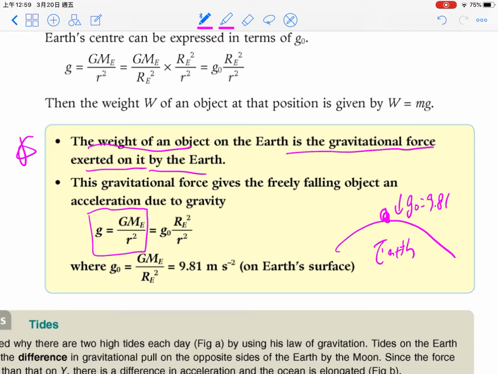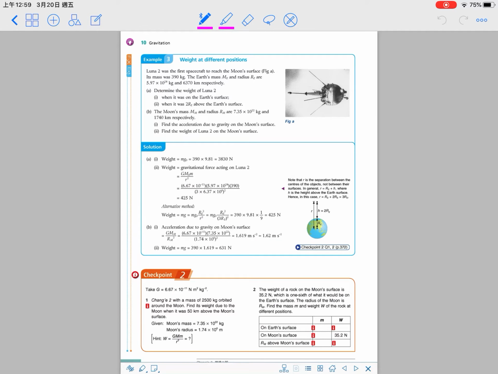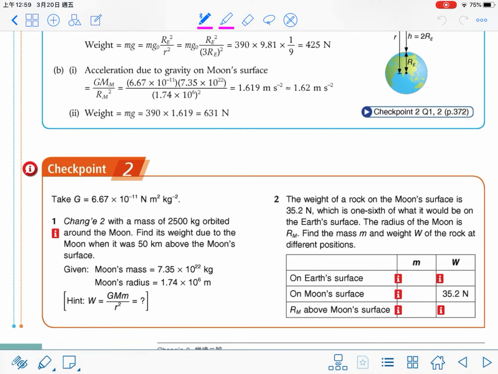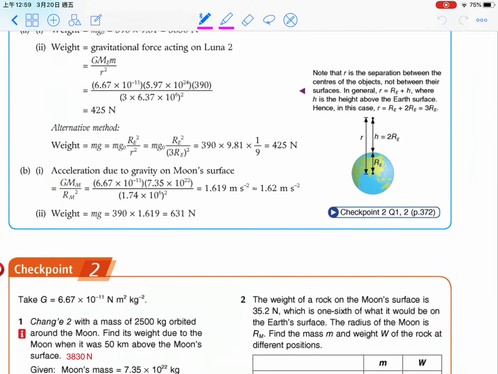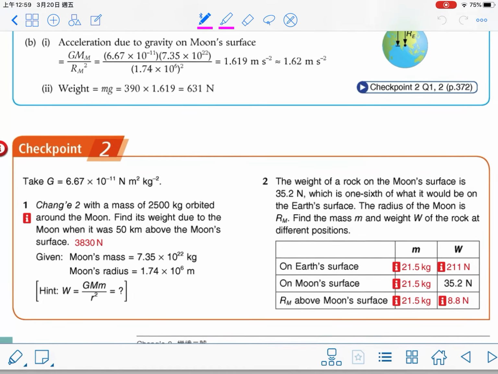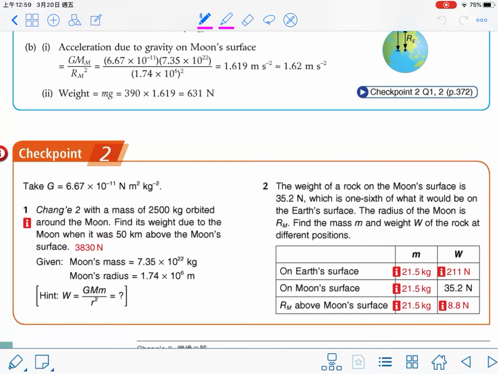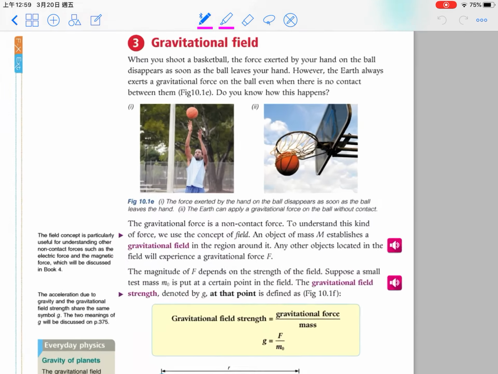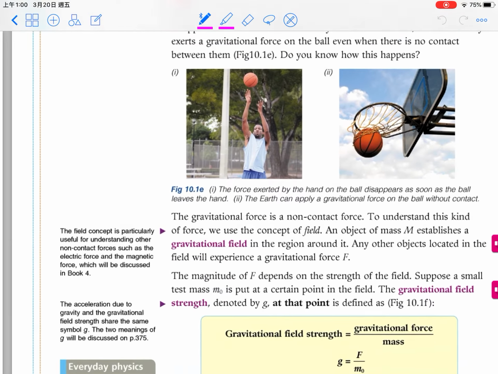We can also find another g value at a different position of the Earth, maybe a higher position. What is the g value? Maybe we look at one example later. Now before this, try chapter 2. After you have done chapter 2, you may check the answers. Please tell me if you have any problem.